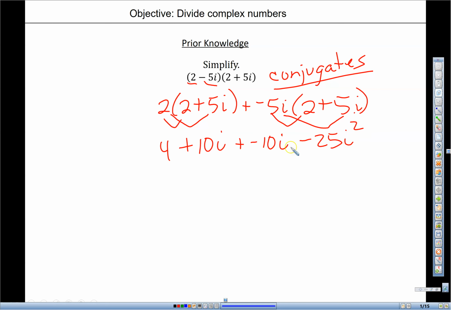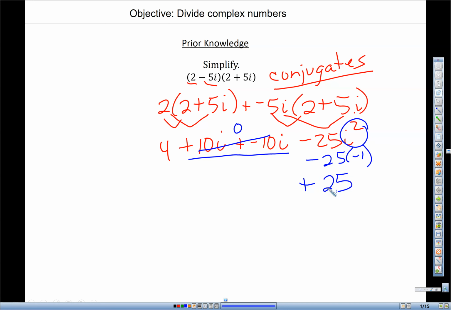And then we have to simplify. So our positive and negative 10i would add to 0, and our i squared, we have learned, is equal to negative 1. So what we have here is a negative 25 times a negative 1, which gives us positive 25 to add to that 4. And so notice that when we multiplied these two conjugates together, what we ended up with was a rational number of 29. That's going to be super important in our division procedure.